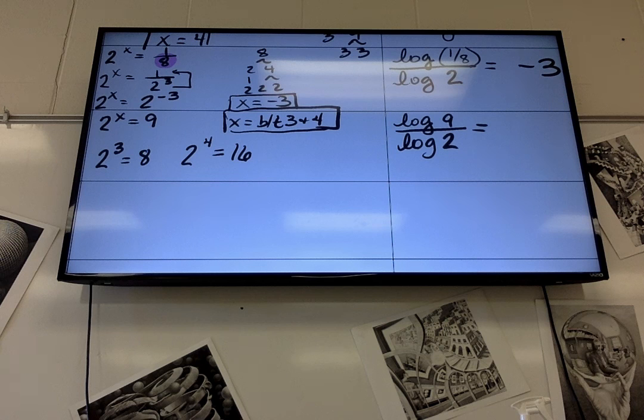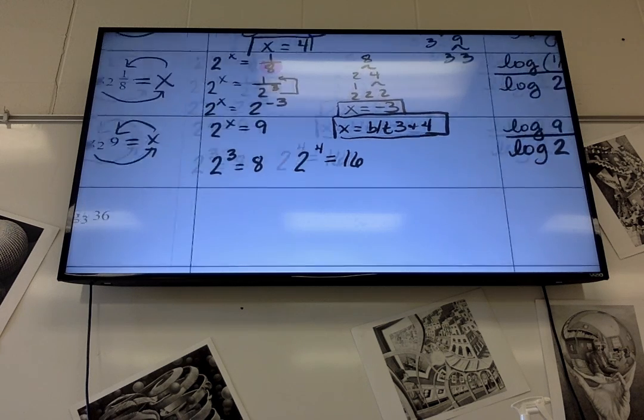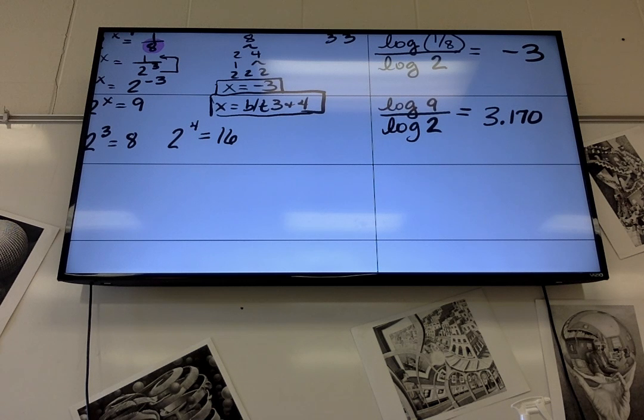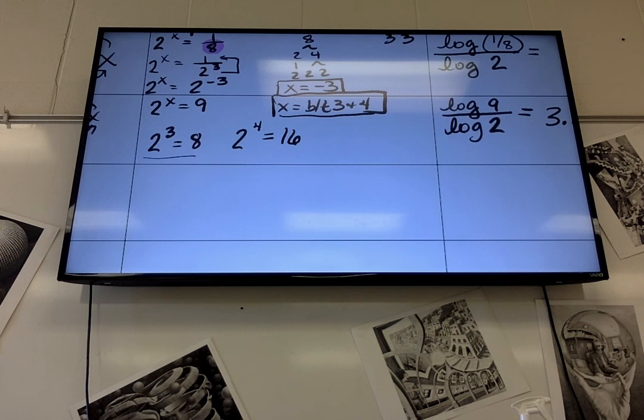What'd you get, Tyler? 3.17. Yep. I put the 0 there just to give it 3 decimal places, but 17 would have been fine because it was a 0. So it is between 3 and 4. We can figure out that much. It's just finding exactly where it was. We knew it was probably going to be closer to 3 than 4 because 9 is closer to 8 than 16.